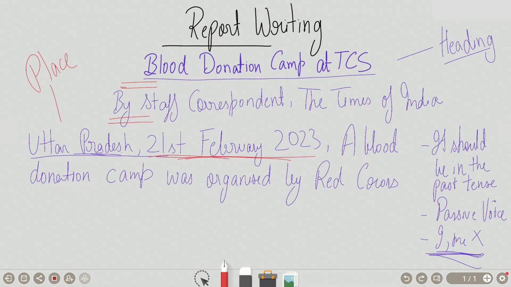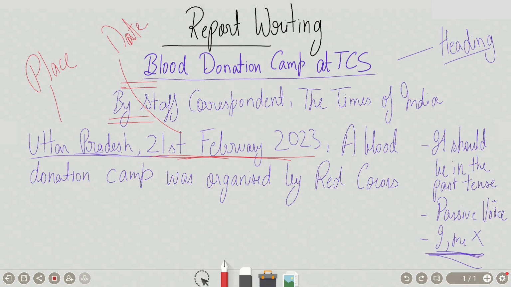You will write the full date. You will not write a short abbreviation, like Feb or Jan. You will write the whole month in words: February, January, March, April, May, June, July, August. Understood? Then you will write the date. Then you will start writing the introductory paragraph.